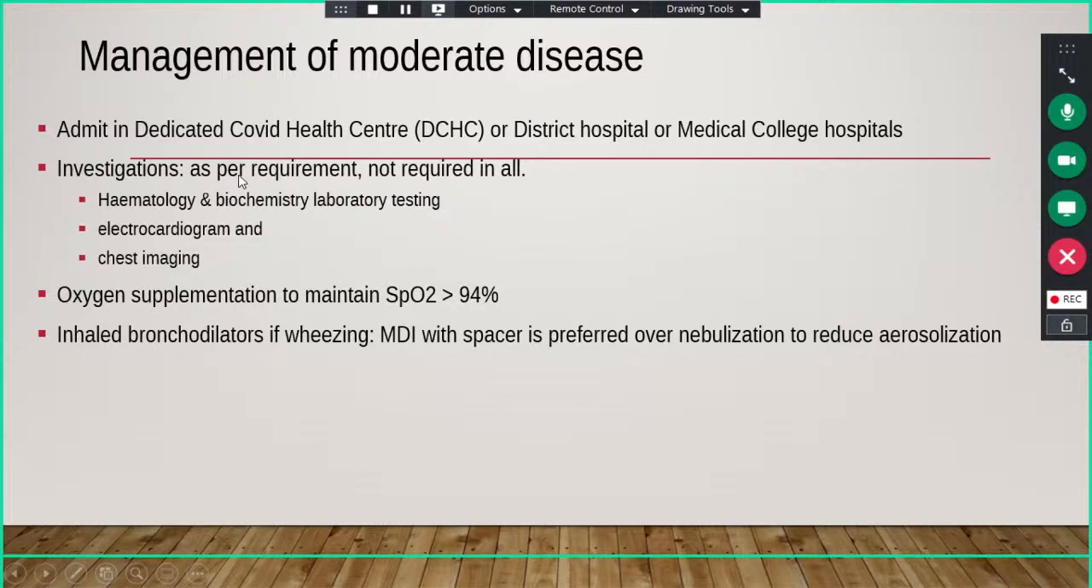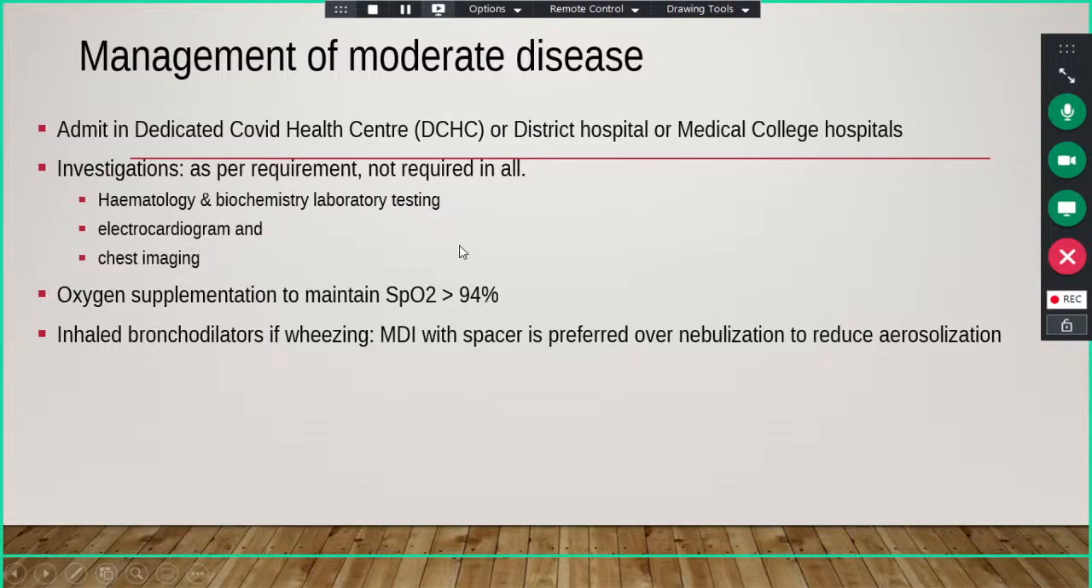These patients may need some investigation, but there is no blanket statement that all moderate patients should undergo some investigations. If indicated, you can do hematology, biochemistry, laboratory testing, electrocardiogram and chest imaging if there is a worsening of the clinical symptoms. But otherwise, they are not indicated in all.